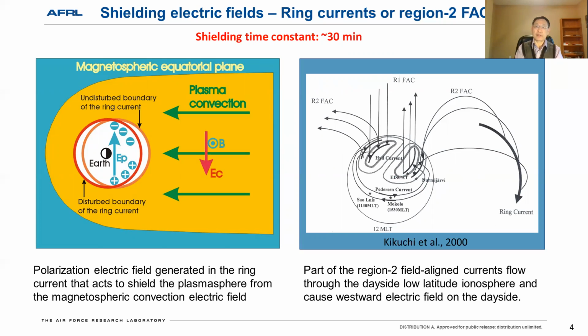Penetration electric fields occur during southward IMF. After the IMF turns northward, the electric field caused by the Region-2 field aligned current becomes dominant, and it turns into the shielding electric field.